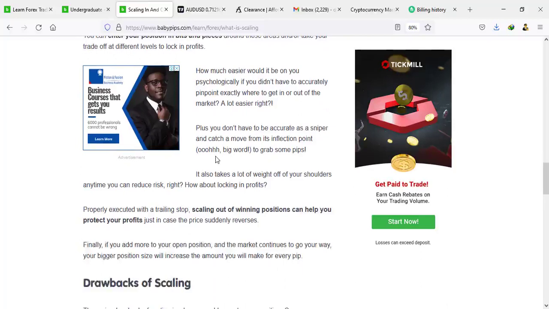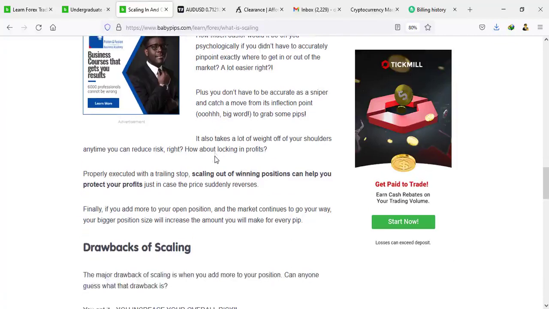If properly executed with trailing stops, scaling in and out of positions can help you protect your profit just in case the price suddenly reverses. Finally, if you add more to your open position and the market continues to go your way, your position will be bigger, and the amount you make for every pip will also increase.